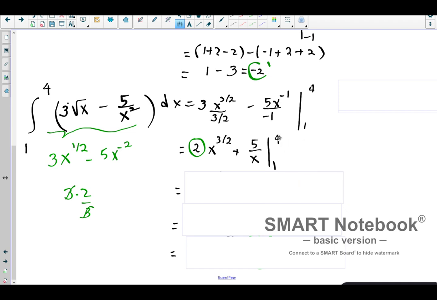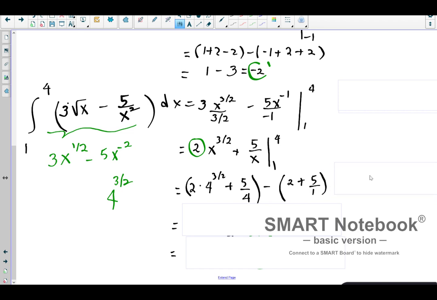So plug in a 4 everywhere you see an x. And how do you simplify 4 to the power of 3 over 2? When you plug 4 in for x there, remember that that's the square root of 4 raised to the 3rd power. Square root of 4 is 2, 2 to the 3rd is 8. So you're going to simplify that as 8. Okay, so plug in a 4 everywhere you see an x, minus plug in a 1 everywhere you see an x. And simplify. So this is 8.